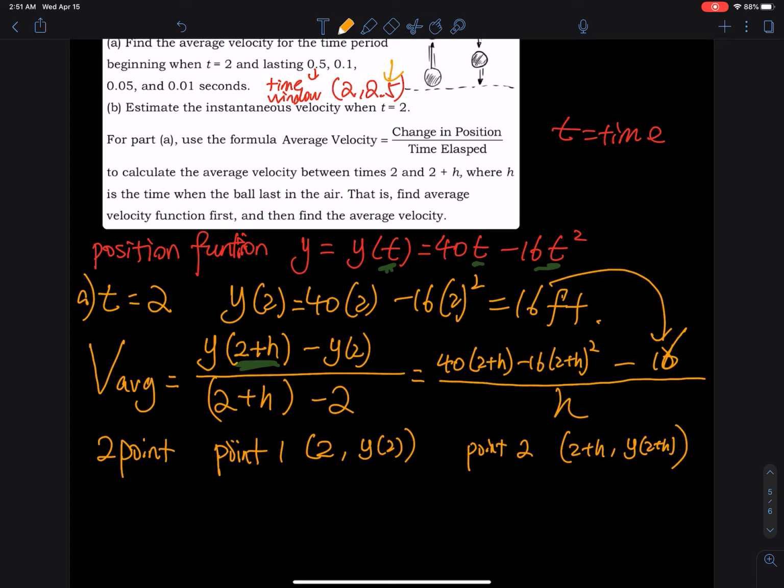2 plus h is the time elapsed. You want to build a time window. So let's say now the time is at 0. 5 seconds later, you want to add 0.5 to it, right? So the plus h is the length of the time window.